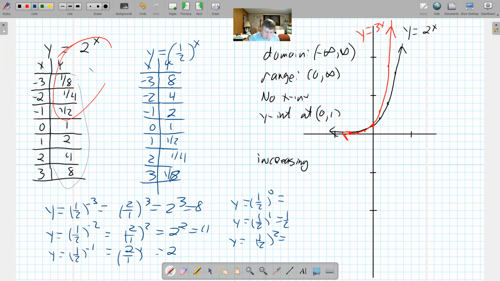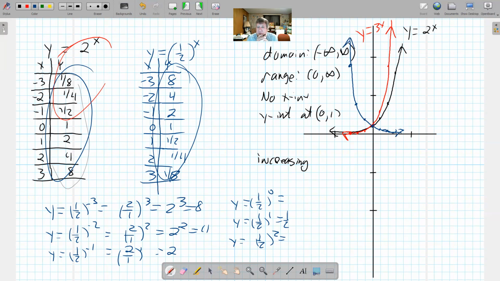All right. So whereas over here, for the black equation, things were doubling, for the blue equation, things are halving, so to speak, because the base is a half. So what would that graph look like? -3, 8, -2, 4, -1, 2, 0, 1, 1/2, and then a 4th, and then an 8th. Oops, shaky hands there.